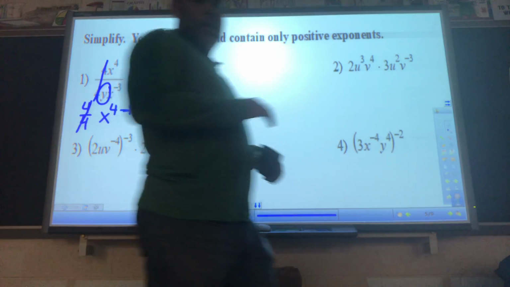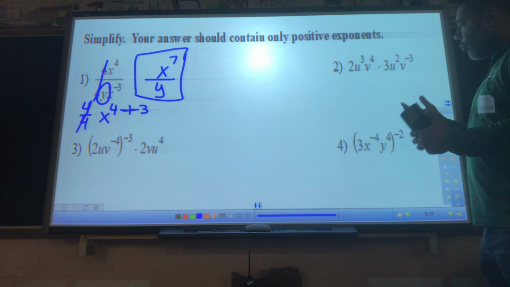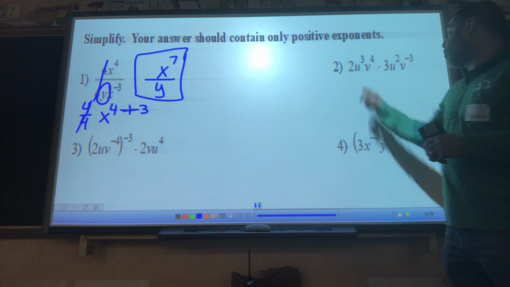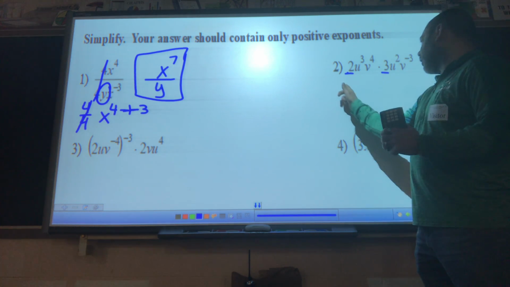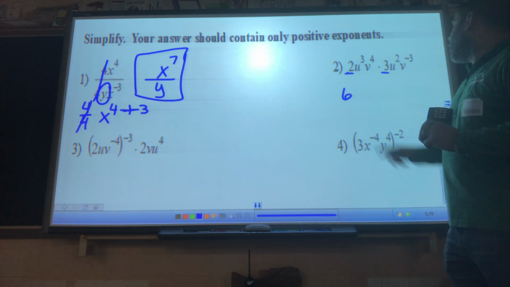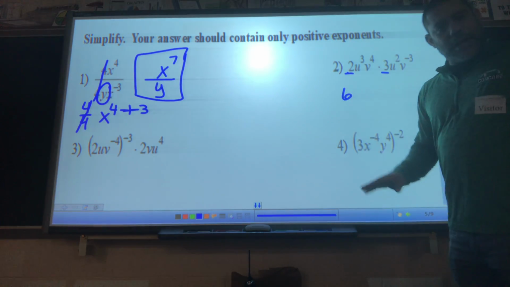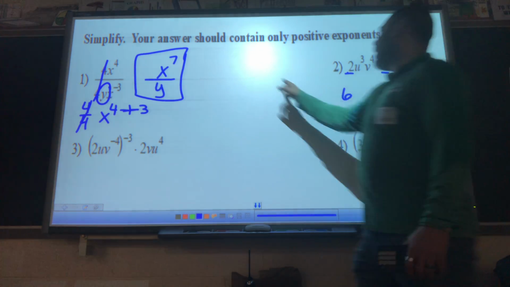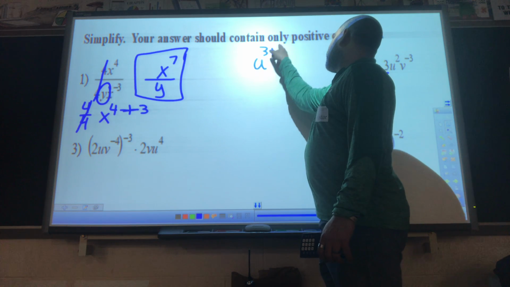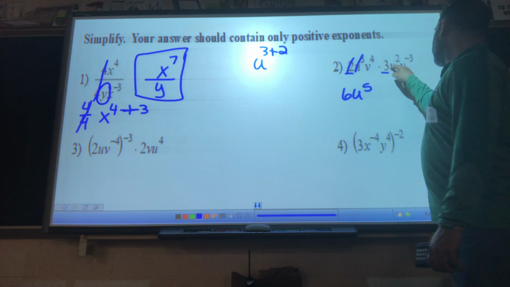Okay, number 2 is multiplication. When I multiply same bases, I need to add my exponents. Well, let's start with our bases that are numbers. Those are just bases that are numbers. 2 times 3. Well, 2 times 3 is 6. Okay, that part's done. The u's are being divided. Or, excuse me, I apologize. The u's are being multiplied. I need to add those exponents. 3 plus 2. And that would be 5. Okay, and those are gone.